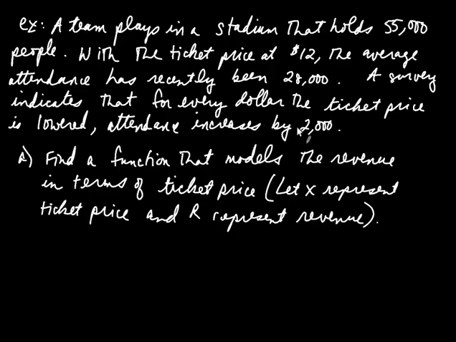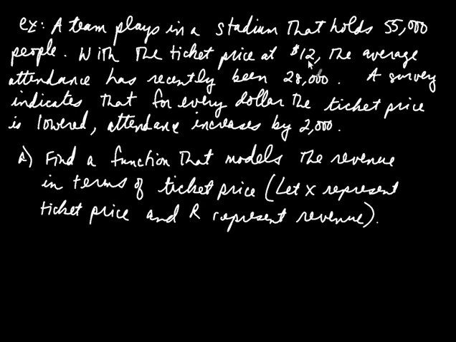Okay, so this is a long problem. A baseball team, whatever, plays in a stadium that holds 55,000 people. When the ticket price is $12, the average attendance has recently been 28,000 people. And they had a survey done, and the survey indicates that for every dollar the ticket price is lowered, the attendance increases by 2,000.